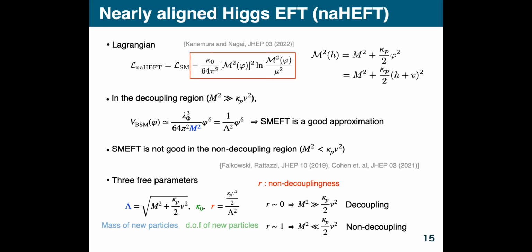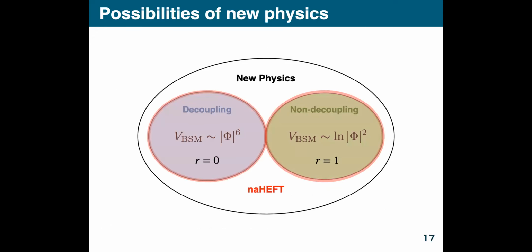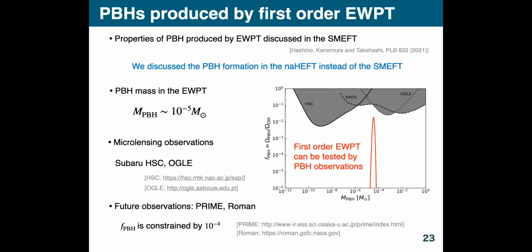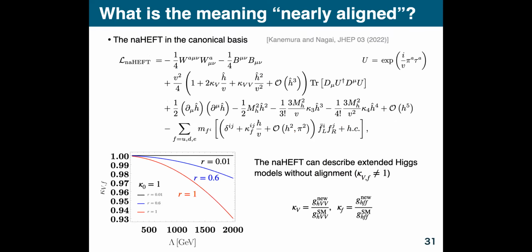So what's the meaning of nearly aligned here? When we discuss the electroweak phase transition, the nearly aligned is not important, but I will explain. This is the generic Lagrangian of a nearly aligned EFT, and this EFT can predict the non-alignment case. The non-alignment with kappa V and kappa A can deviate from the standard model prediction. So this is the meaning of the nearly aligned.